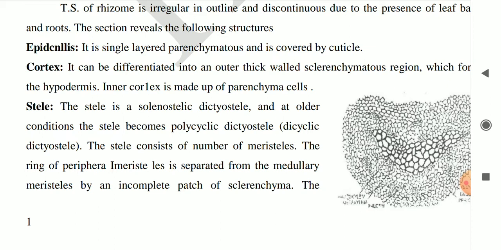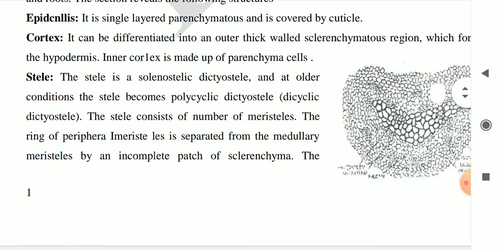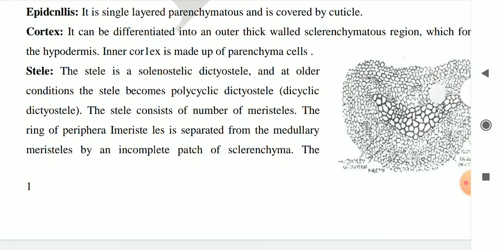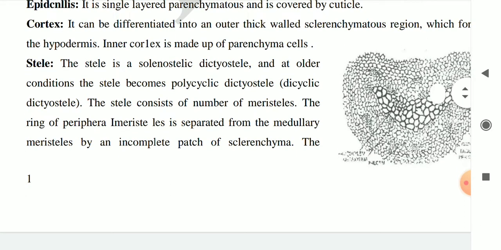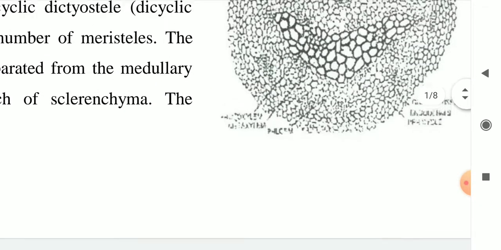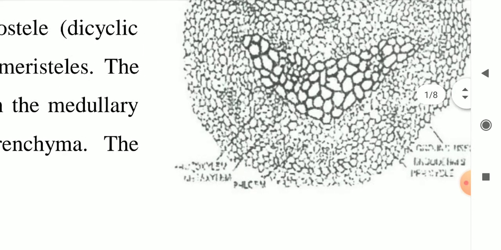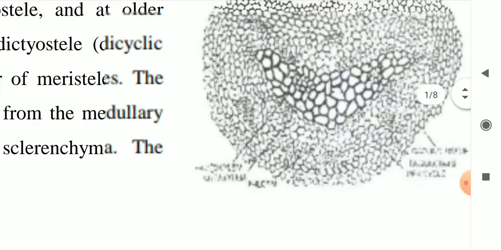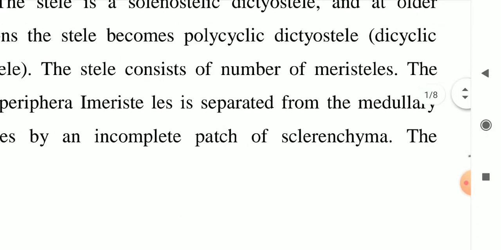Usually the stele is a major characteristic of these pteridophytes. The common steles are the solenostele and the dictyostele, and sometimes you will find a polycyclic dictyostele. This photo shows how the stelar arrangement occurs; in Pteris you will find this arrangement.